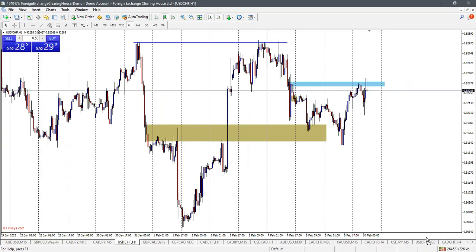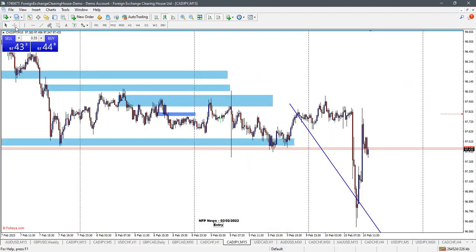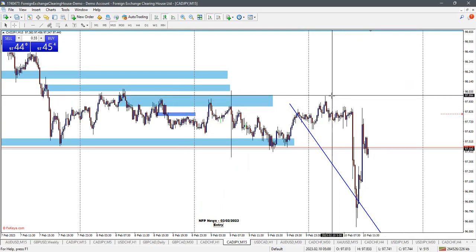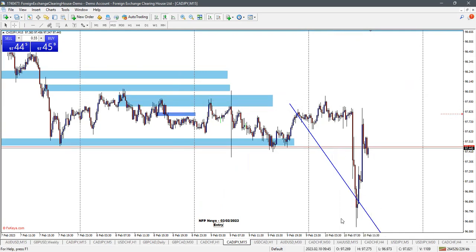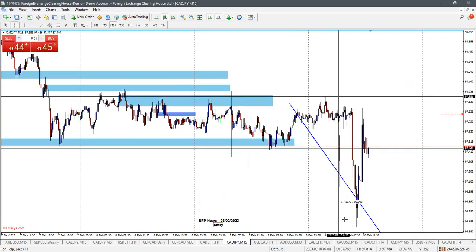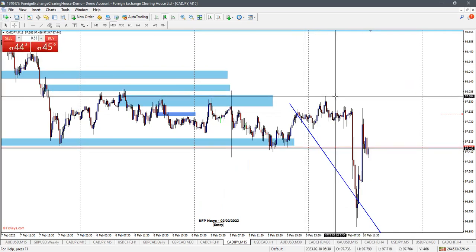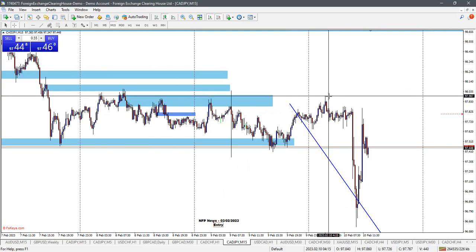already you can see CAD JPY, to explain the point, has already done in 1 day, from top to bottom. I'll start from here. My line is not on the wick, so let me get to the wick somewhere here. Let's be a bit more accurate. So from top to bottom, we have 136.2 pips.